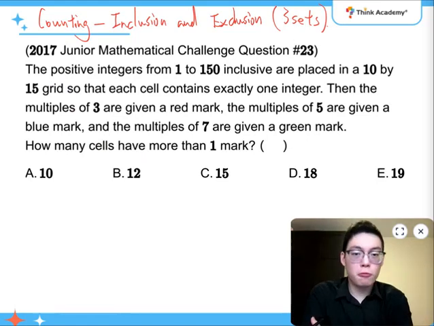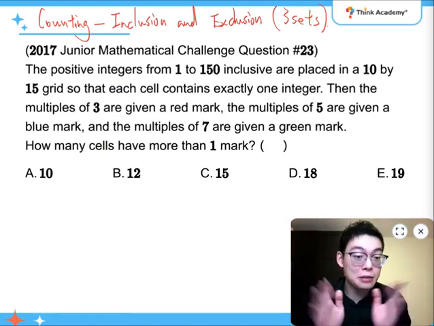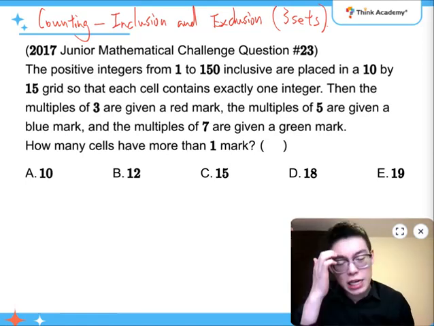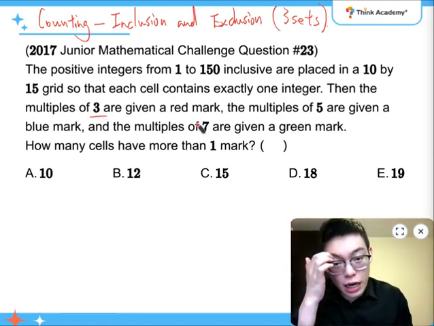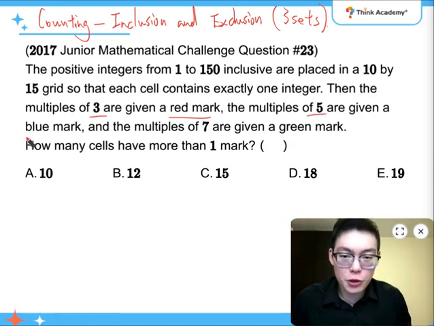it says that we are writing down all these 150 numbers from 1 to 150, such that, well, it's in a 10 by 15 grid. That actually doesn't matter. And then we see that all the multiples of 3 are given a red mark. The multiples of 5 are given a blue mark. And the multiples of 7 are given a green mark. How many cells have more than 1 mark?